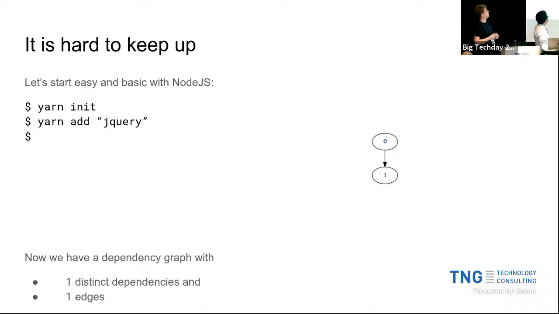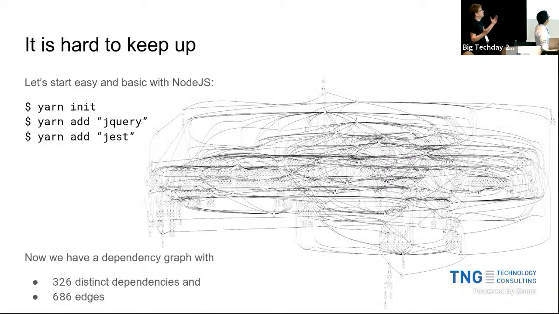But now the interesting thing is if we add the next dependency, it just somehow often explodes. The next dependency adds another 325 dependencies in a graph with 686 edges, and it just quickly grows out of bounds for humans to follow and to understand what's happening there. The quality is not perfect, but you see it's just a total mess. And somehow we need to understand that.